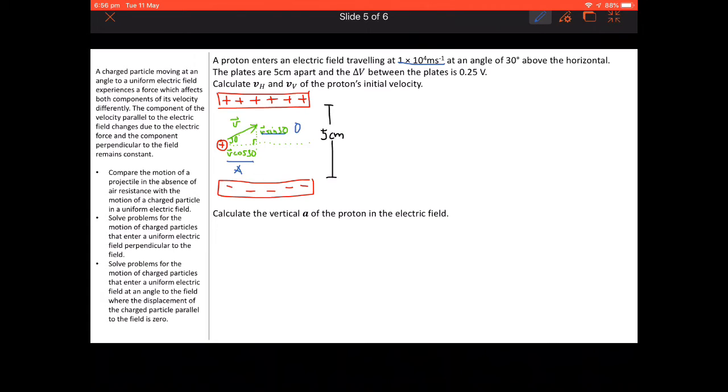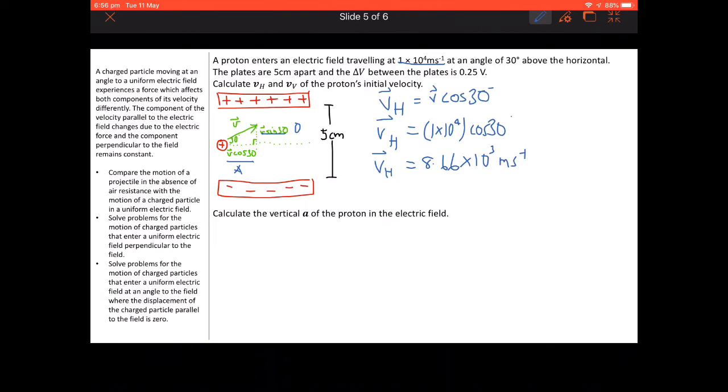So horizontal velocity, VH, is equal to V cos 30. Therefore, VH, horizontal velocity, will be equal to 1 by 10 to the 4 cos 30, and popping all of that into a calculator will give you 8.66 by 10 to the 3 meters per second.